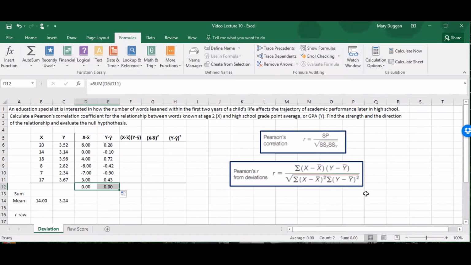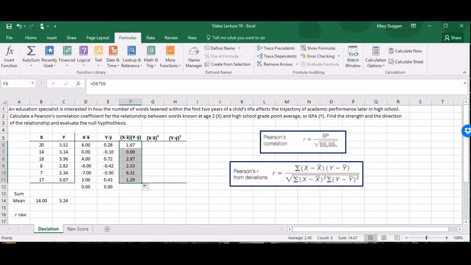And now that we have an idea of the numbers needed for the formula, let's start with the sum of the deviation products. So we have right here equals, I'm going to take the first x deviation and multiply it by the y deviation. All right, and then I'm going to drag this down. Very good. And now we have the deviations multiplied.